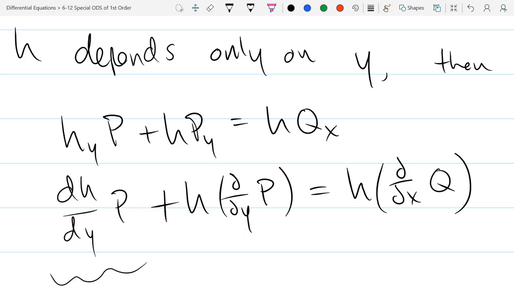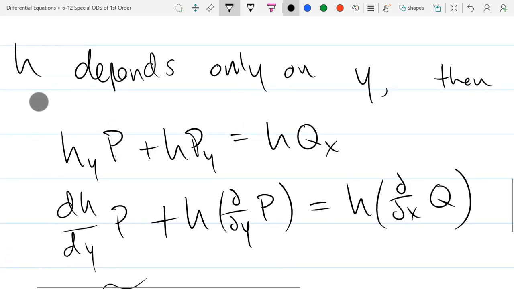So technically it's a regular derivative, even though you could write partial if you wanted to. P, however, very well could depend on x and y, so I have to write a partial derivative right there. And likewise, Q depends on x and y, so if I want an x derivative, it's technically a partial derivative on Q.